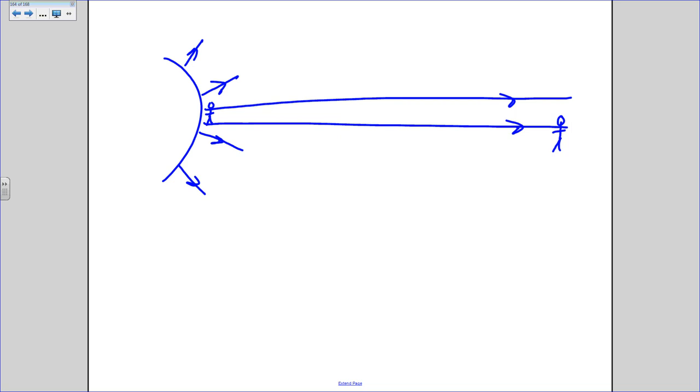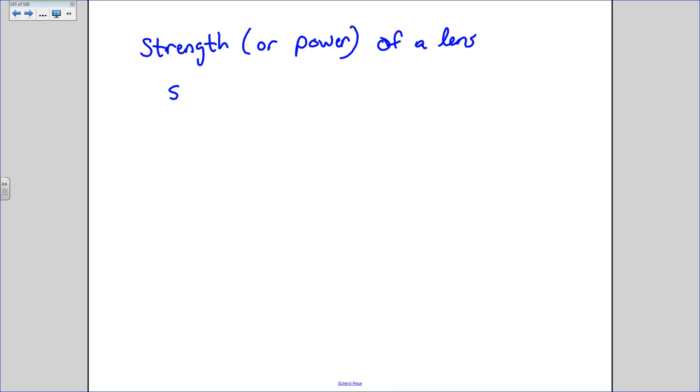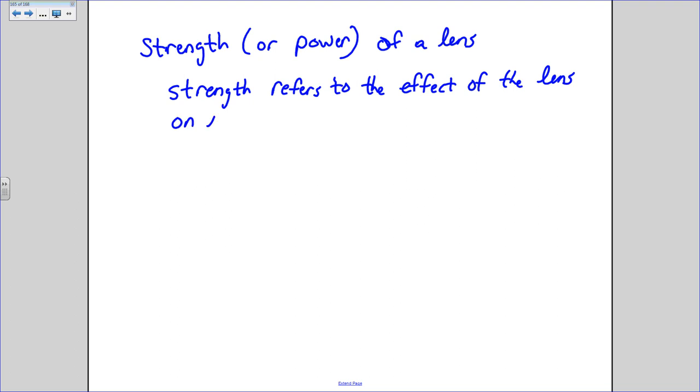All right, so when we talk about lenses, we also talk about their strength. Often this is referred to as the power of a lens. The strength refers to the effect of the lens on light. It's measured in diopters. The unit is a diopter.